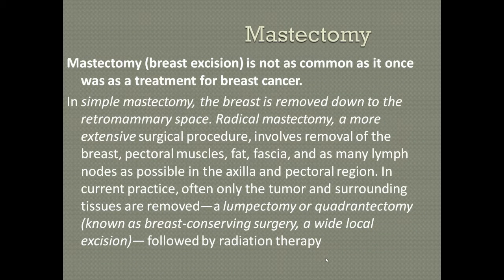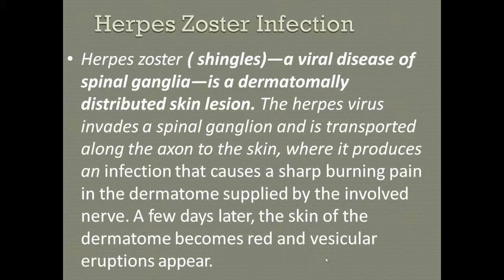Mastectomy is not as common as it once was as a treatment of breast cancer. In a simple mastectomy, the breast is removed down to the retromammary space. Radical mastectomy, a more extensive surgical procedure, involves removal of the breast, pectoralis muscle, fat, fascia, and as many lymph nodes as possible in the axilla and pectoral region.